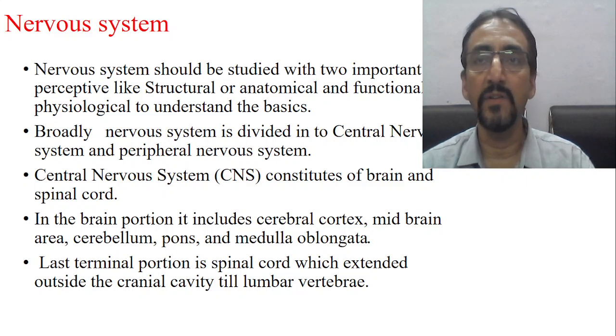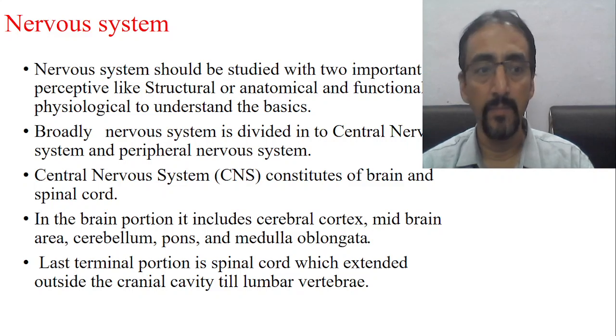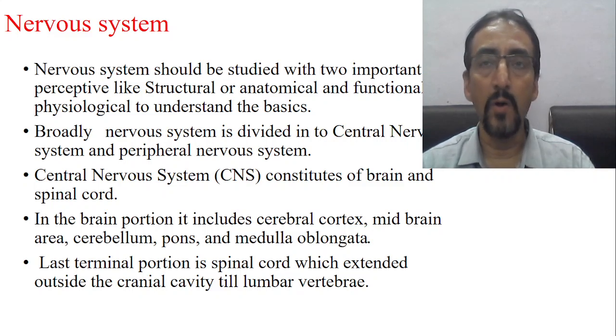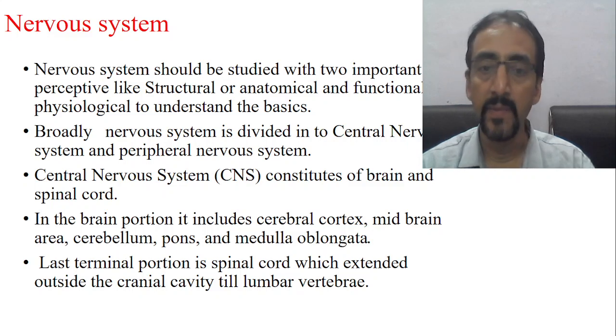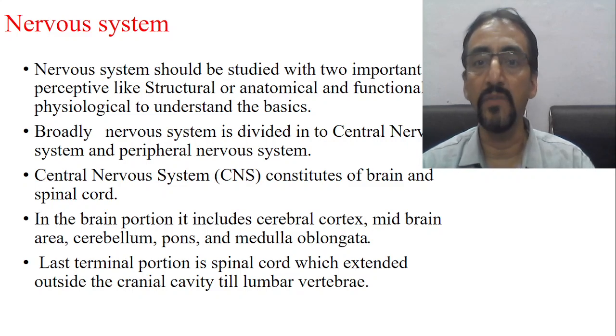We know that the central nervous system also extends out of the cranial cavity. That is the spinal cord. So the spinal cord also contains the central nervous system, which extends outside the cranial cavity up to the lumbar vertebrae, L2, L3. Till that area we will have the pia mater, dura mater, and arachnoid mater. Of course, the pia mater still extends down to form the filum terminale. So this is how the central nervous system is divided. I think it is very clear. Okay, there is no confusion.